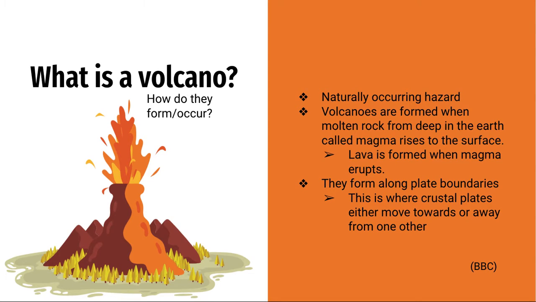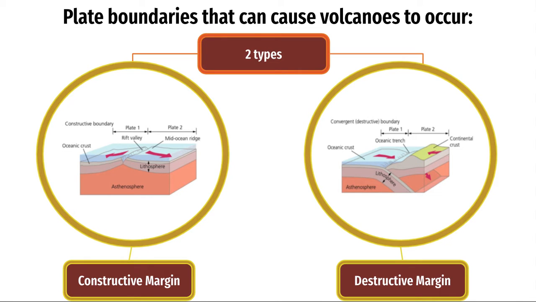Volcanoes are naturally occurring hazards. They are formed when molten rock from deep inside the earth, called magma, rises to the surface. Lava is formed when magma erupts. They form along plate boundaries. This is where crustal plates either move towards one another or away from each other. There are two main plate boundaries that can cause volcanoes to occur.